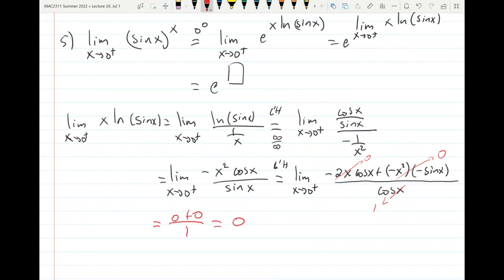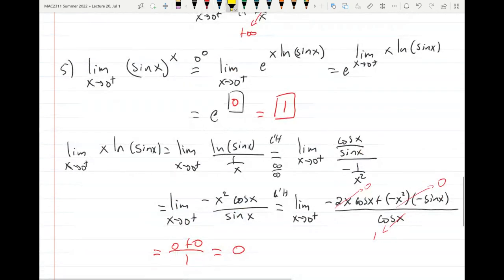So the answer, remember, this is not the answer. The answer is e to the 0, so that is 1. So be careful. Remember that down here, we're just computing this limit. But then the answer is e to whatever the result of that limit was. Okay?